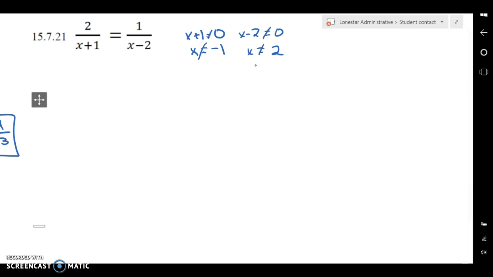Okay, here we have binomials x plus 1 and x minus 2. We need to find a least common denominator that x plus 1 goes into and x minus 2 goes into, and so we're going to just multiply them together, and our least common denominator is x plus 1 times x minus 2.